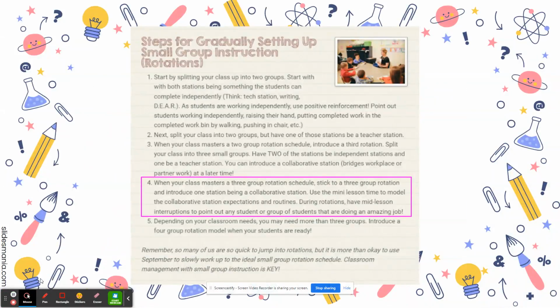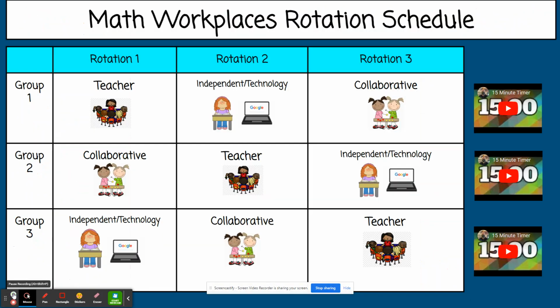When your class masters a 3-group rotation schedule, stick to a 3-group rotation and introduce one station being a collaborative station. Use the mini lesson time to model the collaborative station expectations and routines. During rotations, have mid-lesson interruptions to point out any student or group of students that are doing an amazing job at that collaborative station. So this rotation schedule is just showing you now how there's a collaborative station in the mix. This is for math workplaces, so perhaps this is a Bridges workplace game.